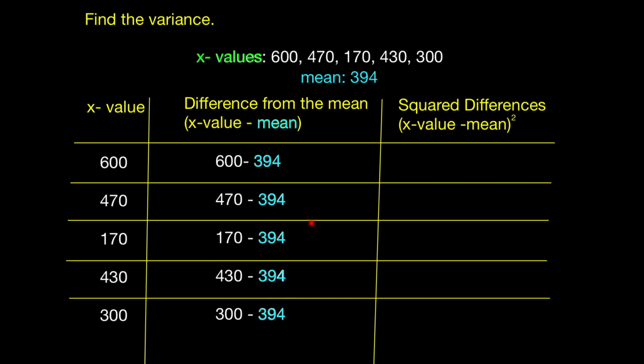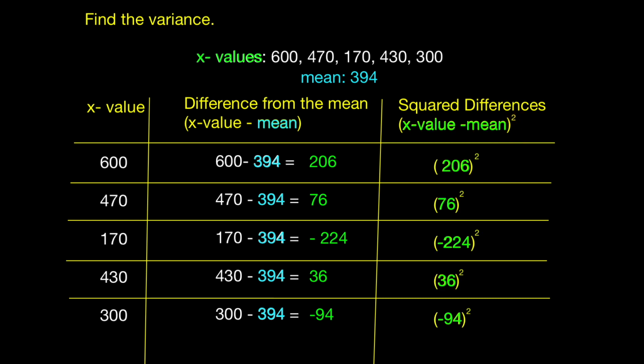After I calculate each of these individually, I get these results: 206, 76, negative 224, 36, and negative 94. Each one of these values, I'm going to square it. These are also referred to as the squared differences because I subtracted each one of them from the mean, and now I'm just going to square each one of those values.